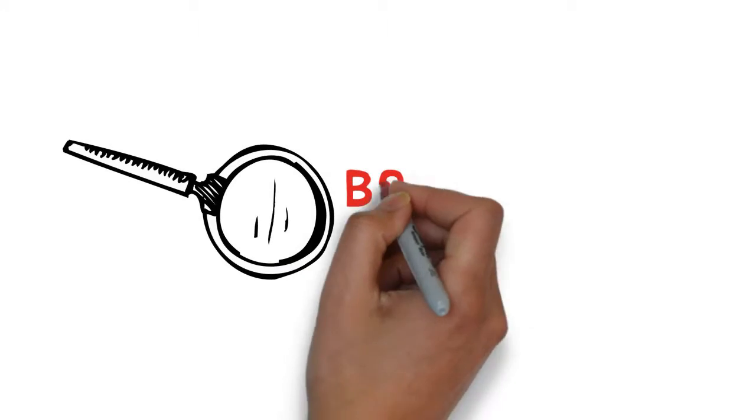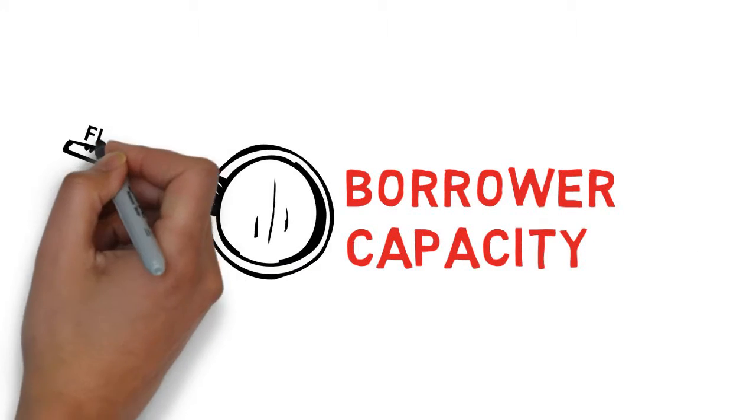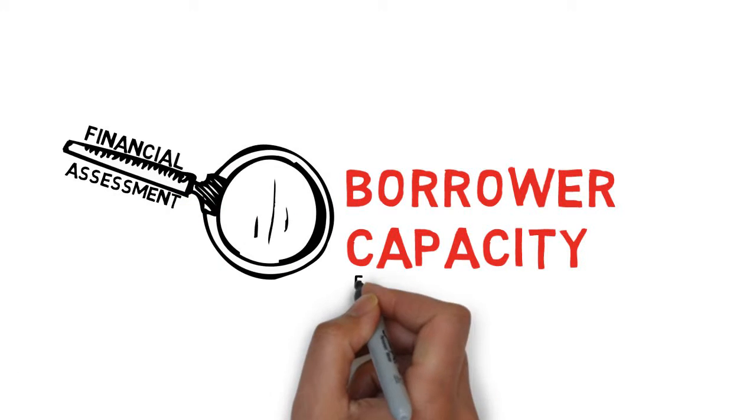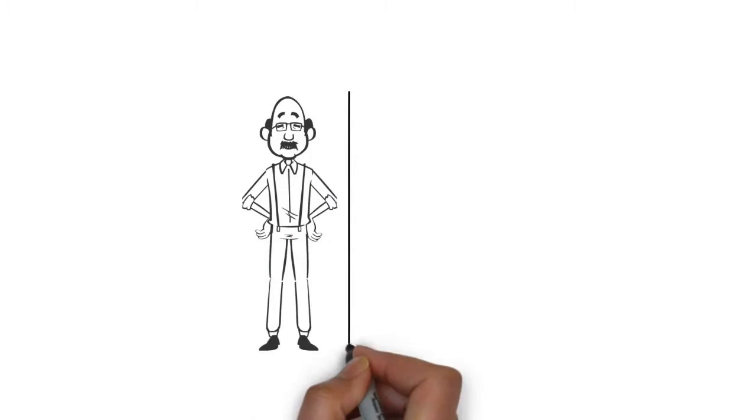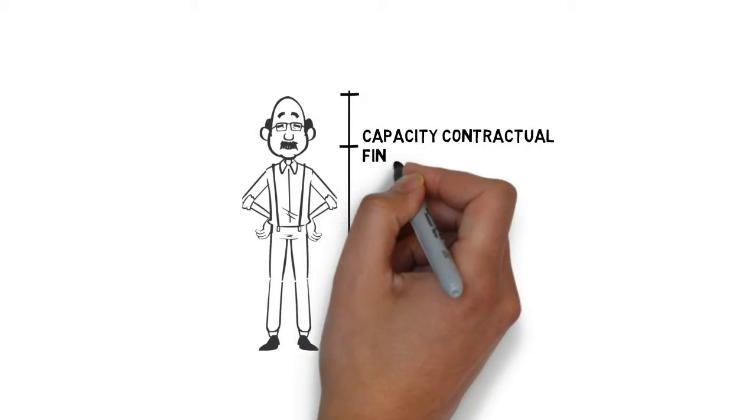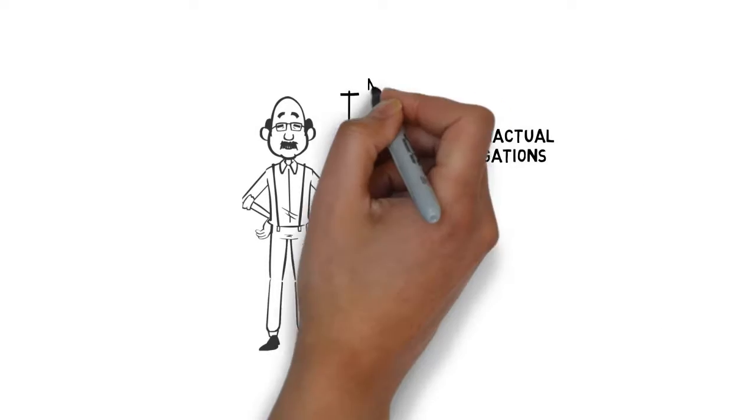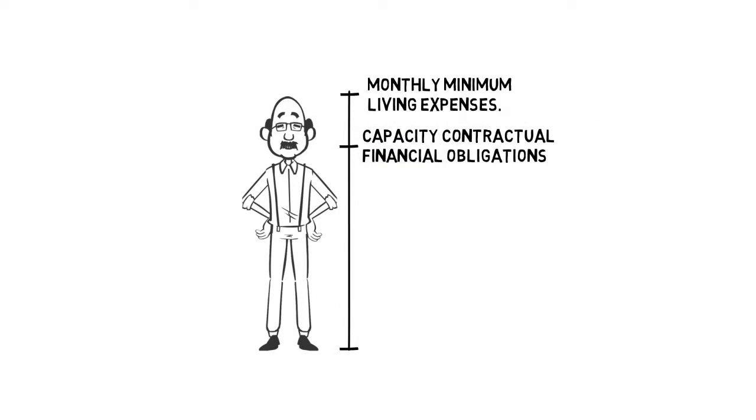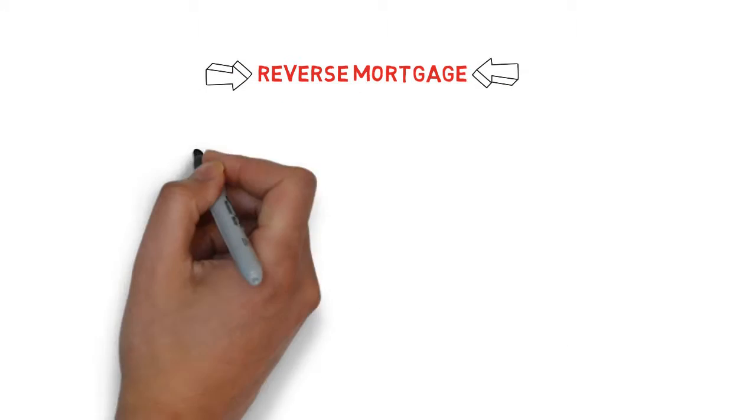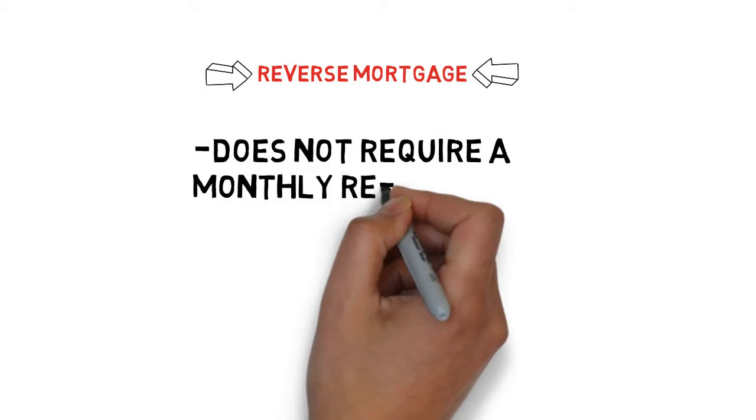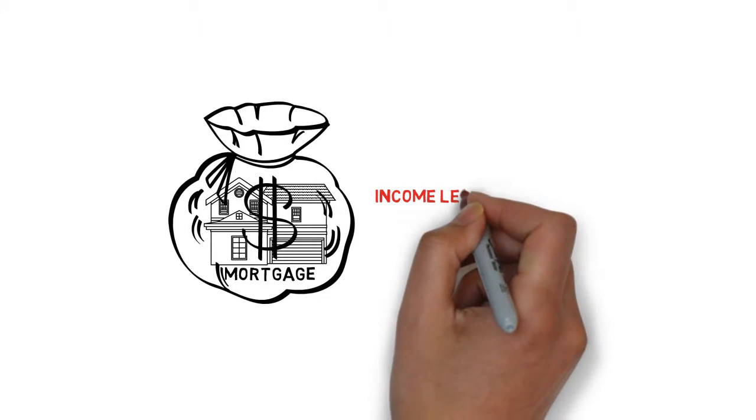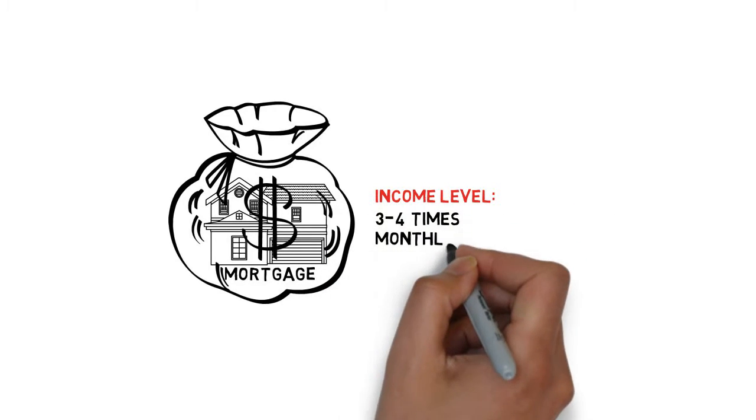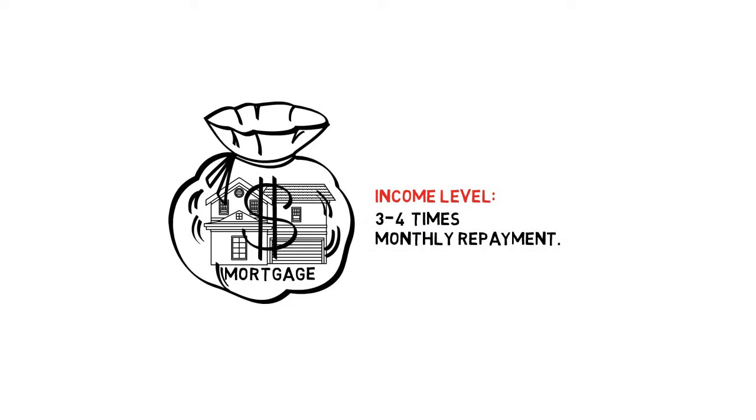This video will discuss the borrower capacity element of the financial assessment required to qualify for a reverse mortgage. The borrower must show capacity to meet their contractual financial obligations and their monthly minimum living expenses. A reverse mortgage does not require a monthly repayment, and opting not to make a repayment does not impact your credit score. A traditional mortgage requires an income level 3 to 4 times as large as the monthly repayment.